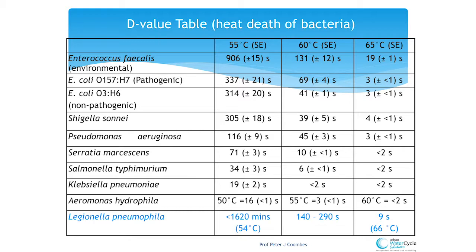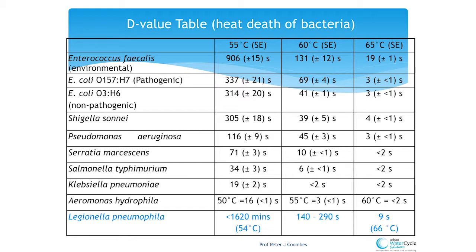This next table I'm showing is a D-value table, which is basically how long it takes to have a log reduction in the amount of bacteria in water. Now the bacteria we're talking about here is not in rainwater harvesting, but we did this work in the laboratory to find out what would happen to common pathogens if, in the unlikely event, they did end up in a rainwater system, and how quickly would they die in your domestic hot water system.